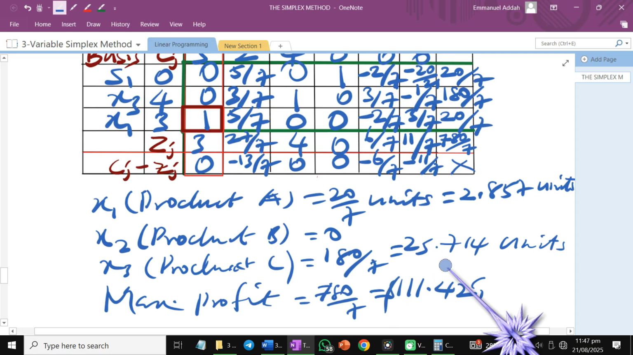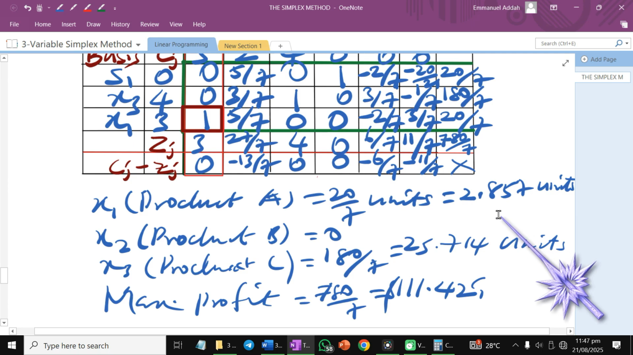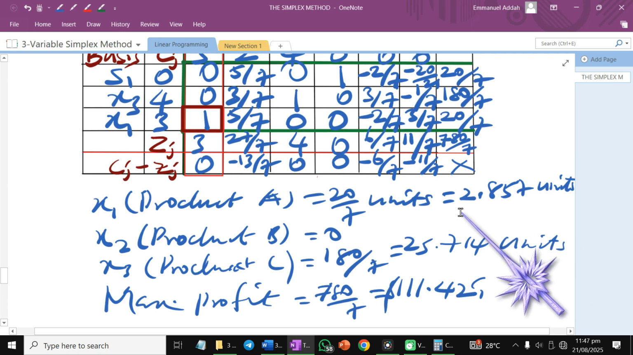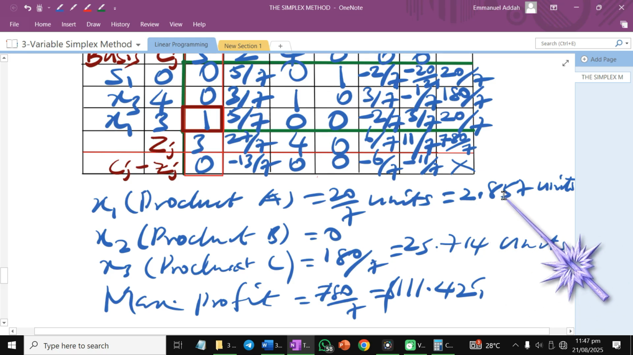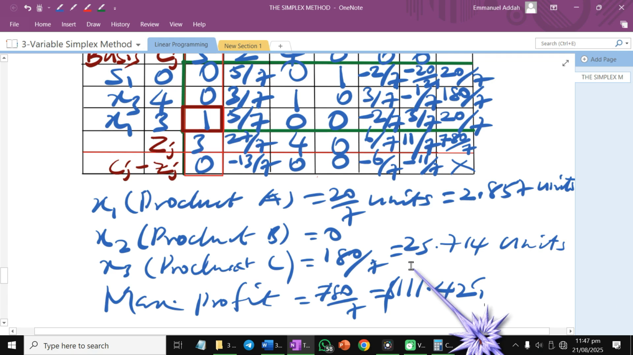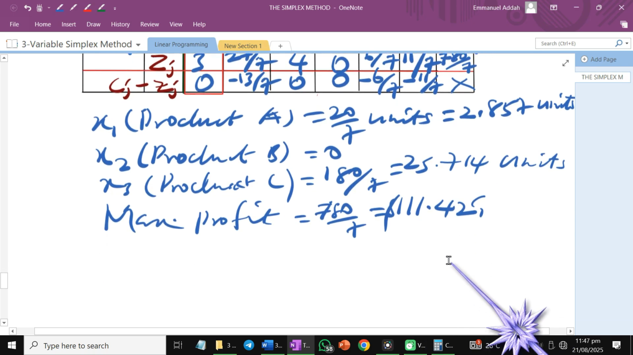Now let's write out the real answer. All these values have been given to us by way of the formula, but in reality we can't produce half units. So we're going to round this off to 2 units. It's not up to a whole unit here. While this one will be 25 units. Then multiplying, we'll get our maximum profit. So let's go back.